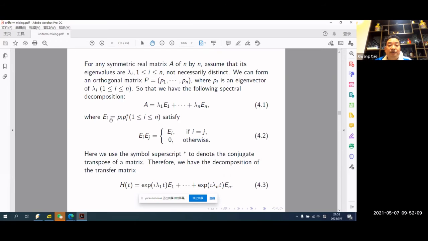Then we can ensure that E sub i satisfies the following equation: E sub i times E sub j is E sub i if i equals j, and otherwise it is zero. This just means that the E sub i are idempotents of the algebra generated by matrix A. So we have a decomposition of the transition matrix in this way. This fact was also presented by Professor Adler in her talk.